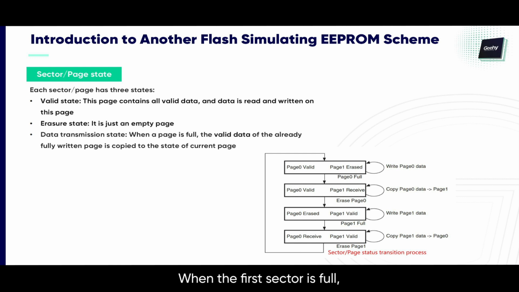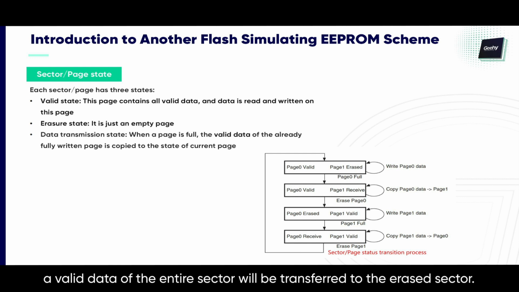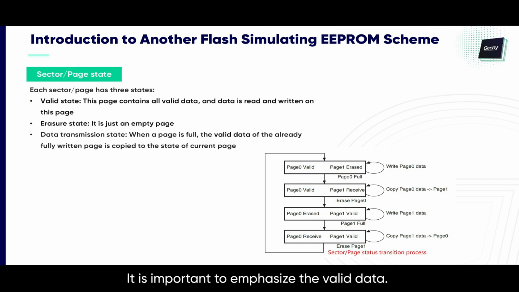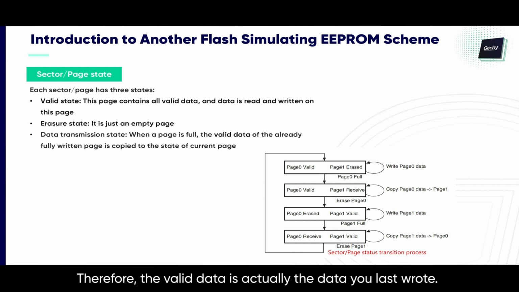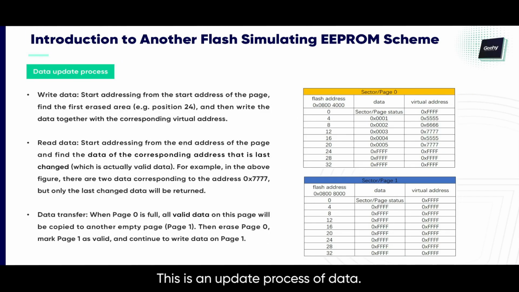When the first sector is full, the valid data of the entire sector will be transferred to the erased sector. It is important to emphasize the valid data. The data in it might be written repeatedly, and some data may have been overwritten, but you do not really need it. Therefore, the valid data is actually the data you last wrote. We will move the valid data to the sector in the erased state. This is an update process of data.